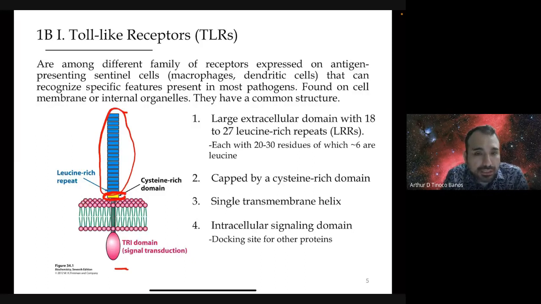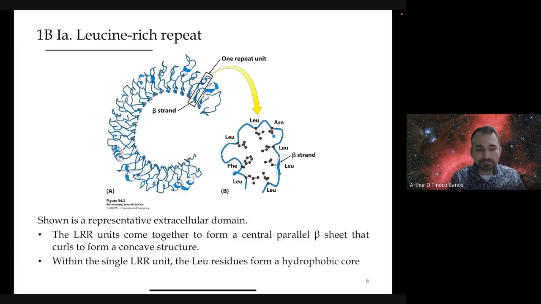Then you have a single transmembrane helix, represented there, and then an intracellular signaling domain that serves as the docking site for other proteins. So as you can see right here, signaling domain. All right, so let's look a little bit at the leucine-rich repeat.